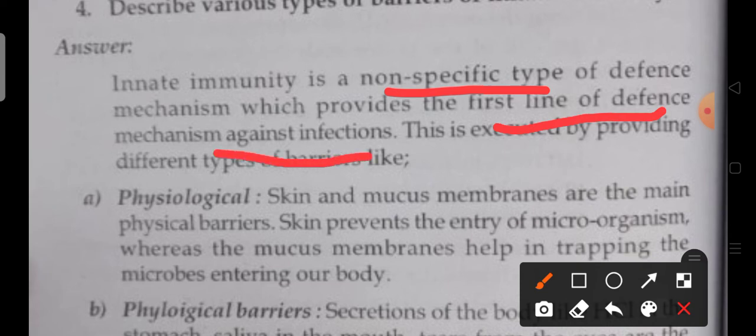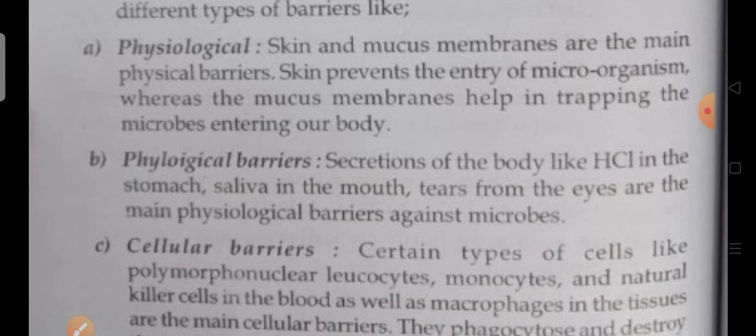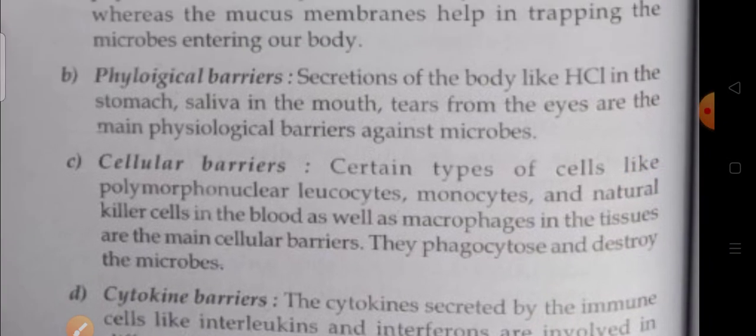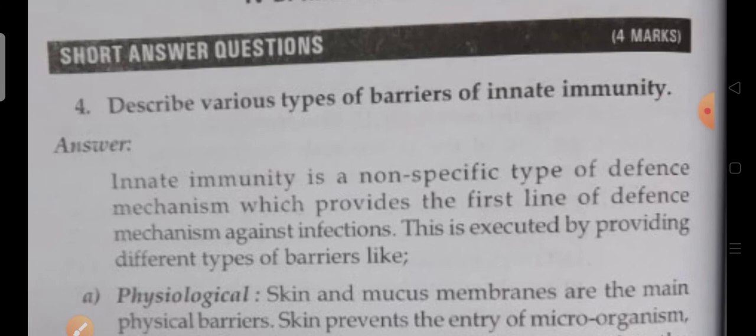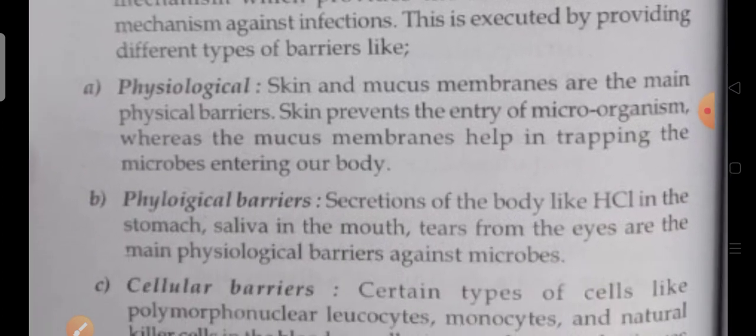This is executed by providing different types of barriers: physical barriers, physiological barriers, cellular barriers, and cytokine barriers. These are the four types of barriers we can see in innate immunity. The skin and mucous membrane are the main physical barriers. Skin prevents the entry of microorganisms, whereas mucous membranes help in trapping the microbes entering our body.